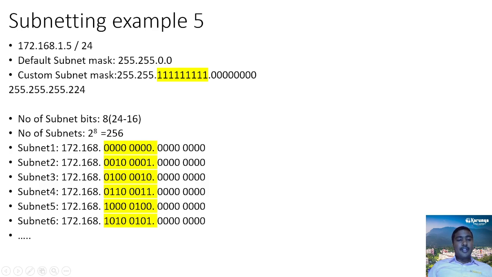That means 2 to the power 8, 256 subnets are possible. And each subnet is going to have how many hosts? It's going to have 256 individual addresses minus 2, that is 254 hosts available. It's 2 to the power h minus 2, right? So here h is going to be 8, so 256 minus 2 gives 254 hosts in each network. So totally, 256 subnets are possible in this particular example.